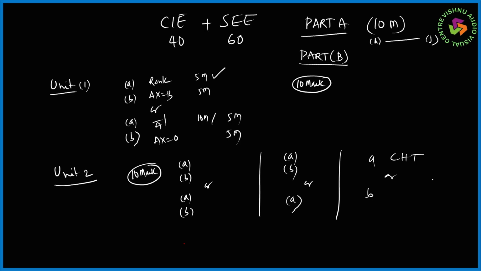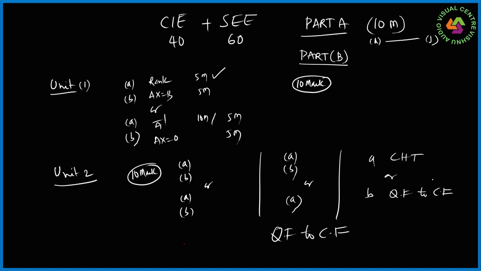The other possibility is that the question is either to compute eigenvalues and eigenvectors, or they can ask to reduce the quadratic form to canonical form. Students should practice this type of question, reducing quadratic form to canonical form. So the entire unit 2 is covered in this one.